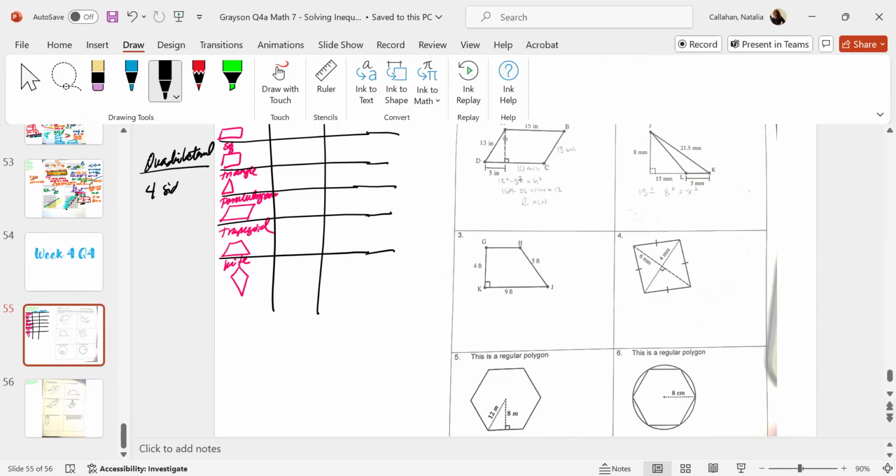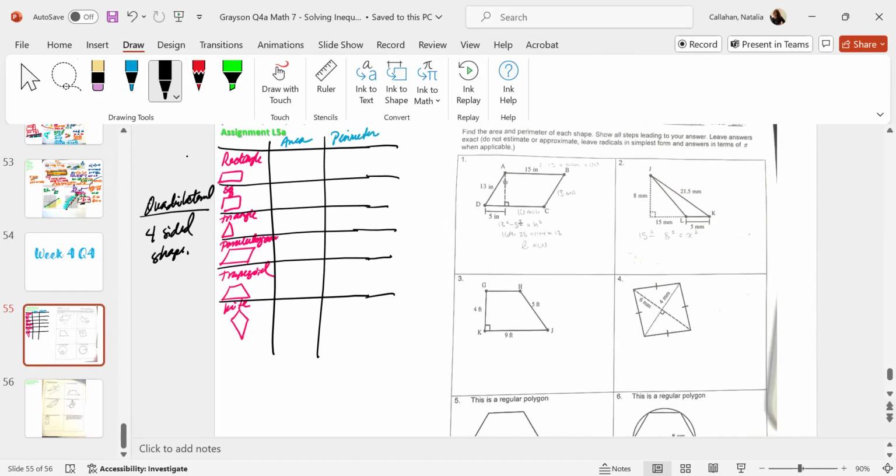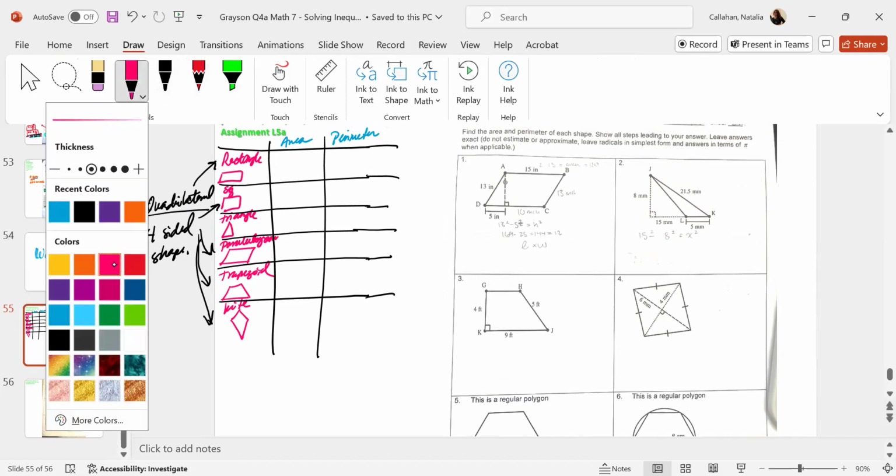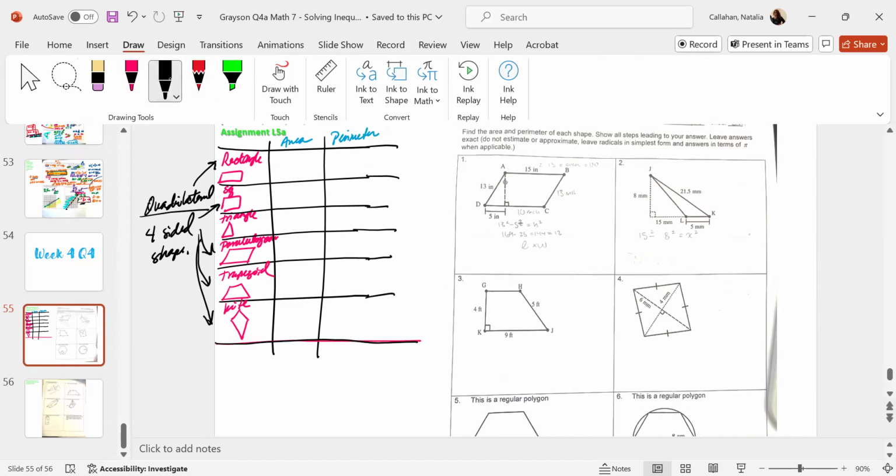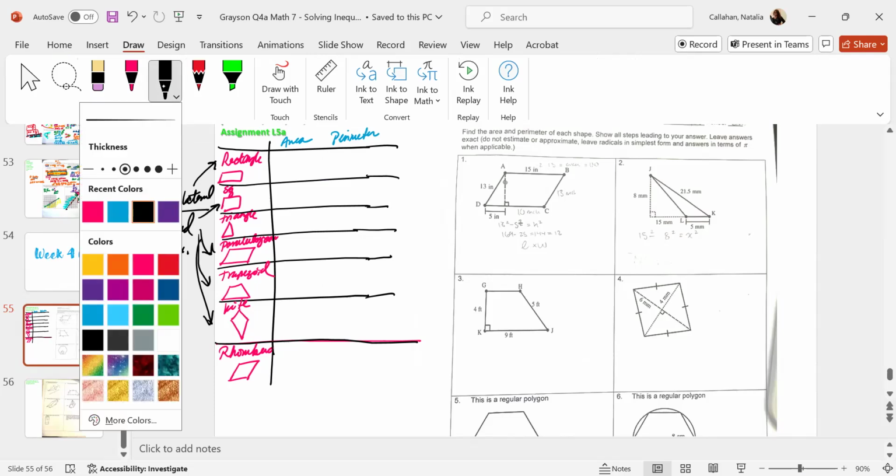A quadrilateral is any four-sided shape. So that includes rectangle, square, parallelogram, trapezoid, kite. Oh, one more. We forgot one more shape. Rhombus. Okay, write down all the things you know about how to find the area of a rectangle.